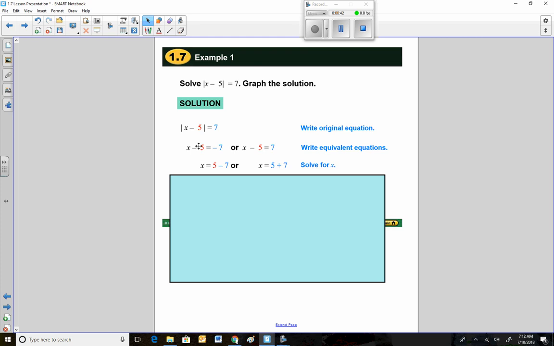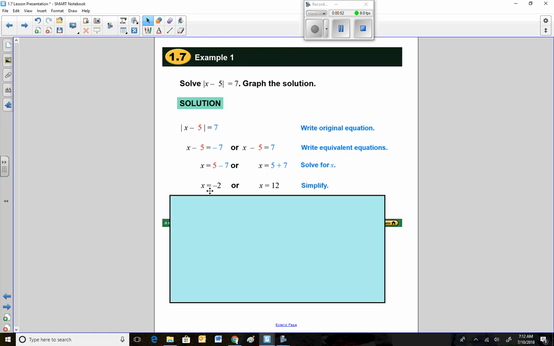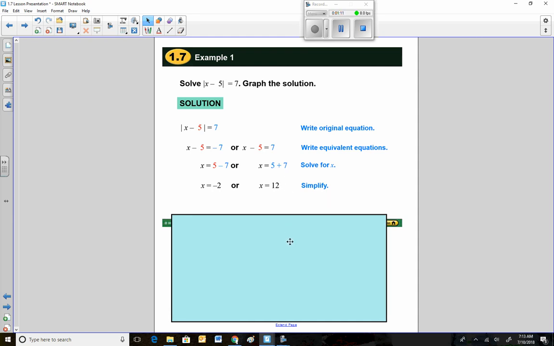All right, here we go. If we have x minus 5 equals negative 7, we add 5 to both sides. So that's why you see a positive 5 here. And so when we have x equal to 5 minus 7, you will get x equals negative 2. Now let's work on the right-hand side of this. We set it equal to a positive 7, so we have a minus 5, so let's add the 5 to both sides. And we will have x equals 5 plus 7, so x equals 12. So those are our two solutions, and then we can graph those.